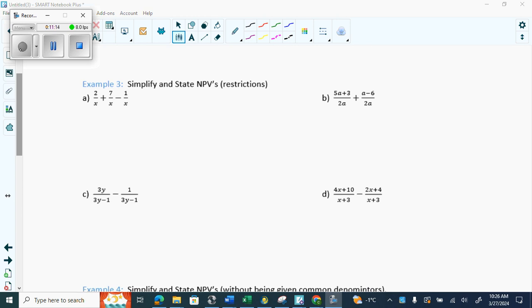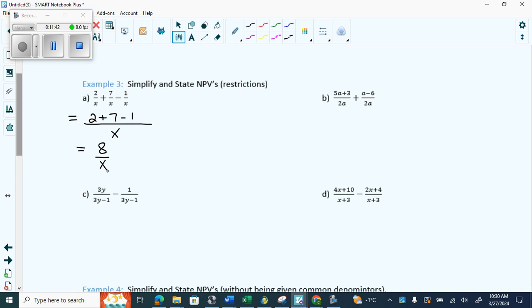Okay, try these out. So for this one, we have 2 over x plus 7 over x minus 1 over x. It is addition and subtraction. I need common denominators. Done. Cool. Great. Good discussion. Then when I have common denominators, I write it all over one denominator. 2 plus 7 minus 1. So I have 2 nothings plus 7 nothings minus 1 nothing is 8 nothings. I say nothing because there's no variable in it. Over x.